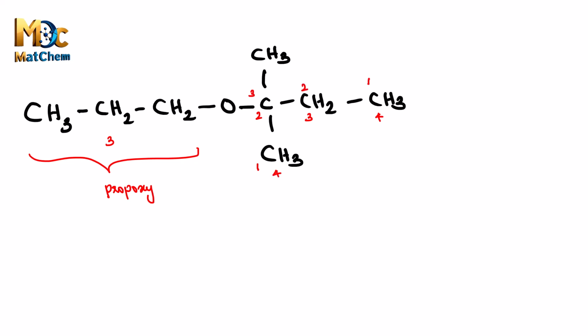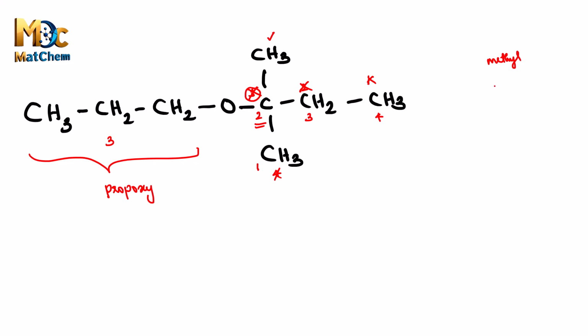But we know that the branching has to get the lowest number. If you number like this, 1, 2, 3, 4, the number will come as 3, so we cannot accept it. We have the lowest number 2, so we are selecting this particular numbering. In the second carbon, we have a branching called a methyl group, and in the second carbon we also have a propoxy group.